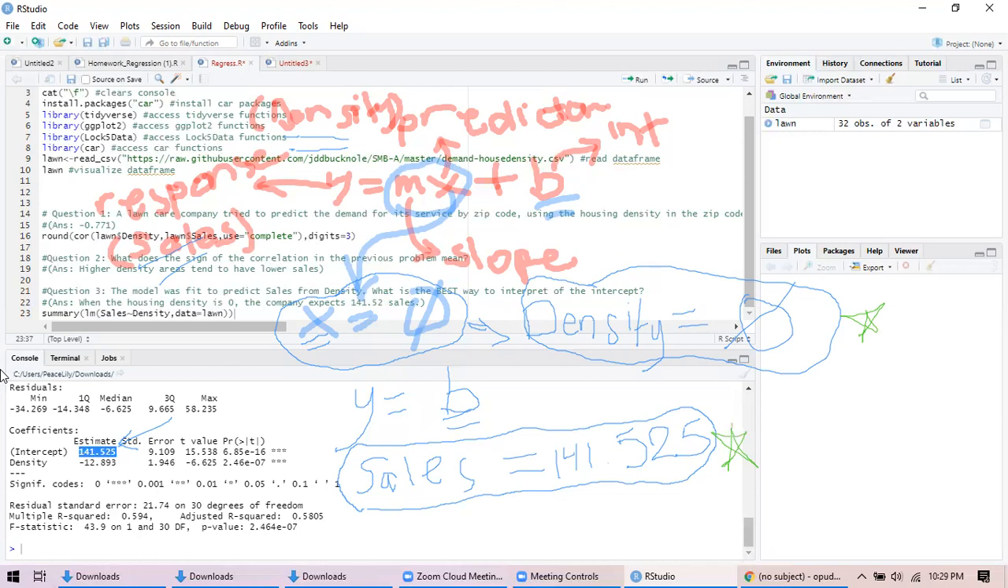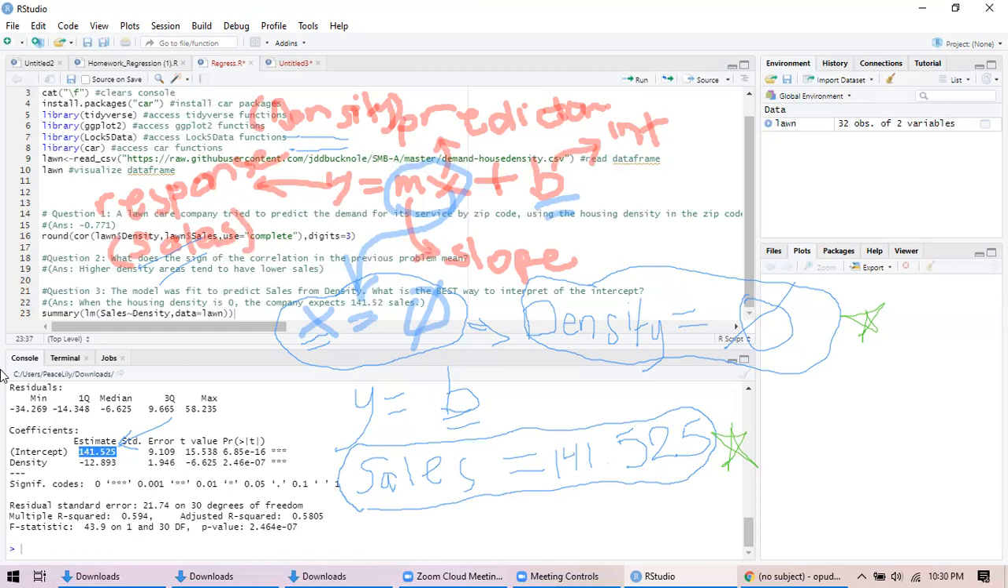Sales is this guy, and then the density is this guy. So that's the y-intercept. Does that kind of make sense? That's the y-intercept. It's pretty much just the line. Okay, so I'm going to erase this now.